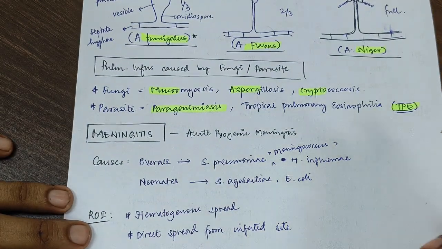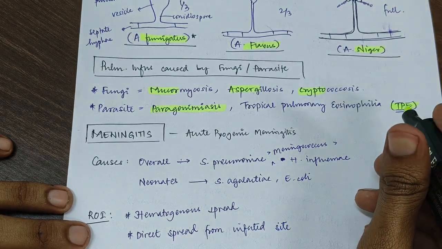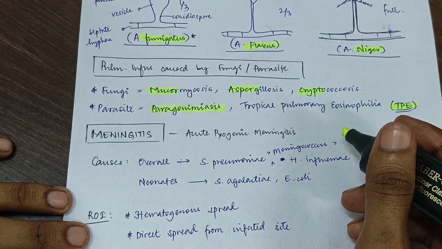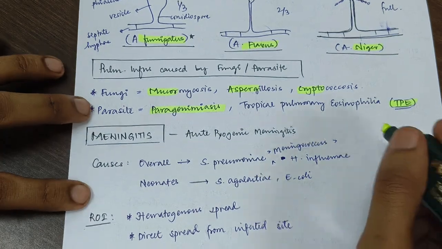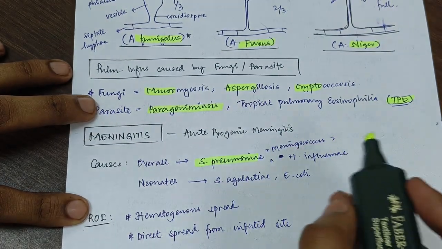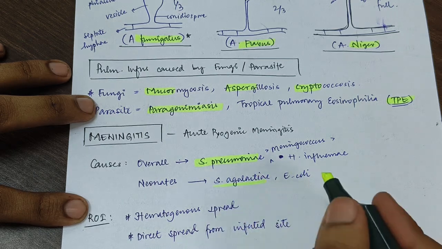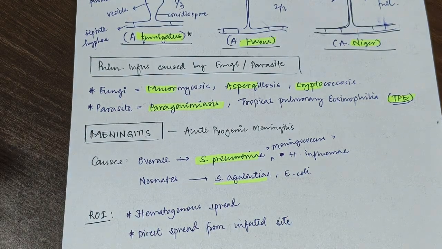Meningitis. Most commonly acute pyogenic meningitis will be asked like a 10-marker question, where they can give it as septic meningitis or acute meningitis or pyogenic meningitis. All these are the same. It is caused overall by Streptococcus pneumoniae, then meningococcus and H influenzae. In neonates, it is Streptococcus agalactiae, that is group B Streptococcus.